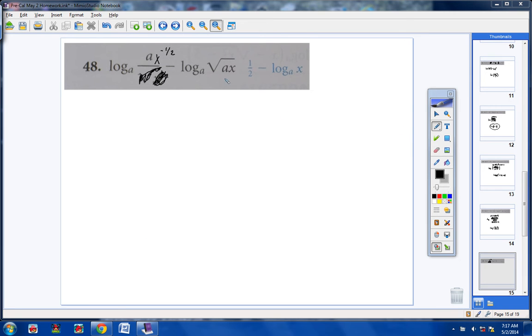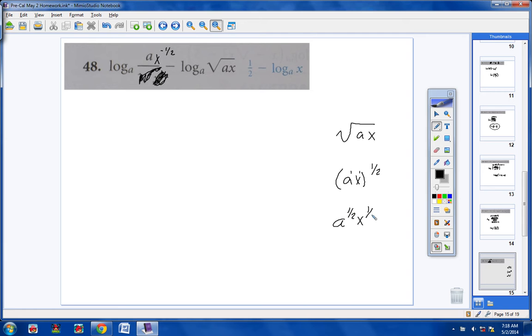Now, when I come over here, I notice I have the square root of a to the x. Now, let me do some work over here off to the side for you, okay? The square root of ax is the same thing as ax to the 1/2 power. And you really have a power here of 1 and a power here of 1. Take the 1/2 and multiply it through, and you would have a to the 1/2, x to the 1/2. Okay? Now, that can replace this right here.